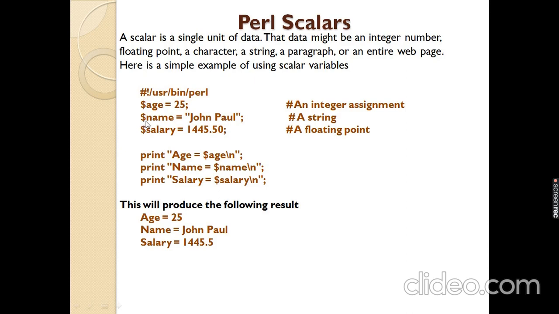The second line is dollar symbol name equals John Paul in double quotes, so it is a string. We have written a comment line also. Single line comments can be written with the help of hash. One more variable, salary, and we have assigned a float value to it. Now all these three are going to be printed with the help of the print statement.